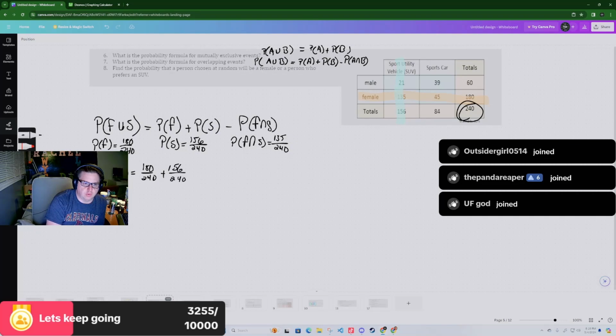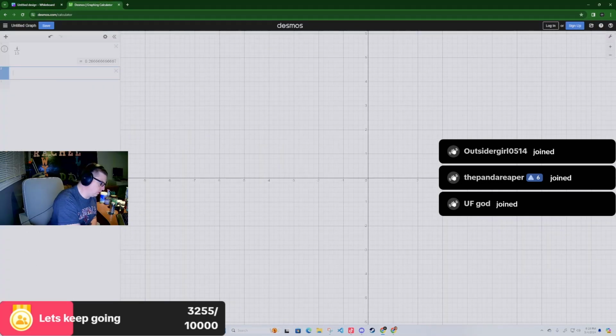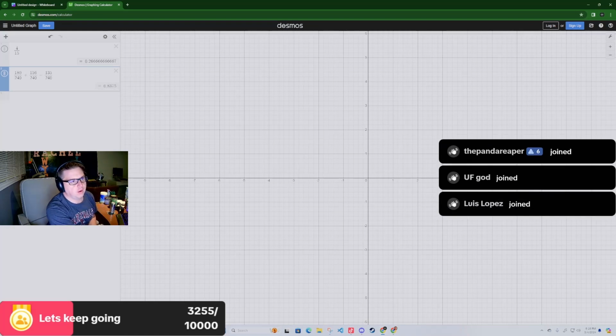156 over 240 minus 135 over 240. So let's see if we can set that up on our decimals. So 180 over 240. We're going to move it over. We are going to add it. Now we're going to do 156 over 240. Move it over, and then we're going to subtract the intersection, which was 135, and we get 67 over 80.